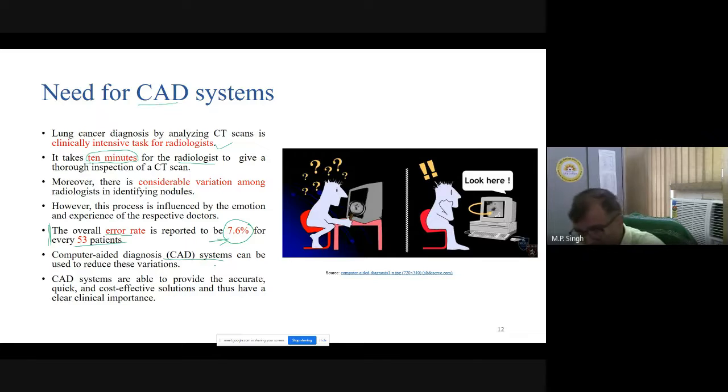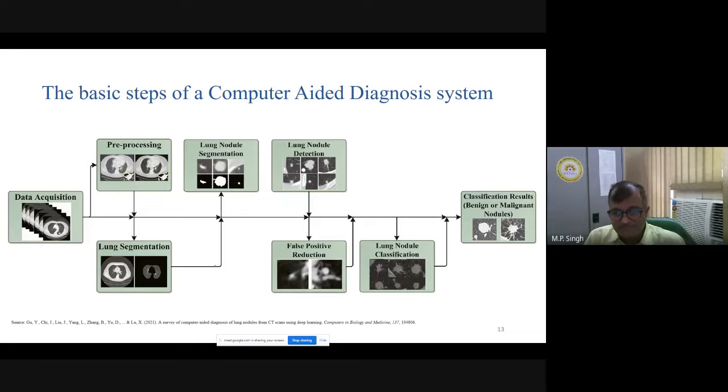Okay. Now, these are some basic steps of any computer-aided diagnosis system. The very first step is data acquisition. You all may know this. So here in our case, we have the data in terms of CT scans. We will see in detail.